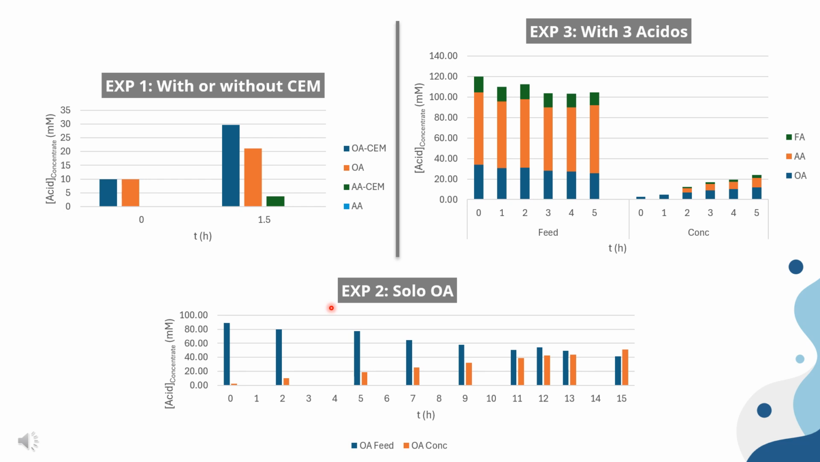In the second experiment, we are trying to see how much time is needed to transport all the oxalic acid from the feed to the concentrate part. And finally, in the third experiment, a tertiary mixture with oxalic acid, acetic acid, and formic acid was carried out. And after 5 hours, the oxalic and acetic were purified and separated from the formic acid.